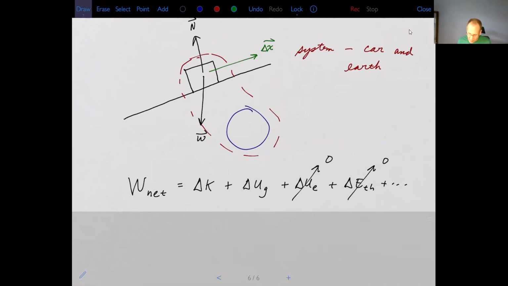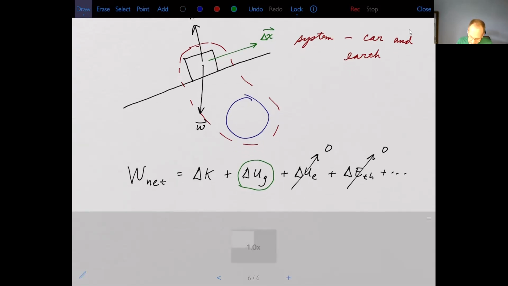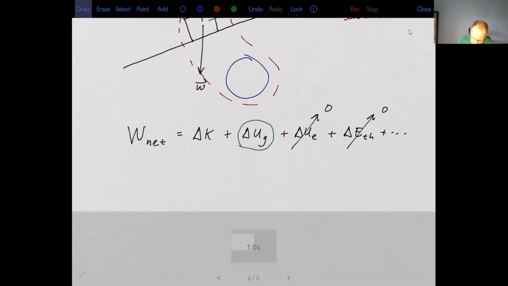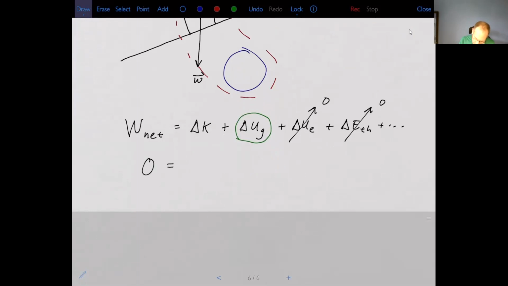So the only thing that does work is the weight, but that's going to be included in this term when we look at the change in gravitational potential energy. Again, it's a very subtle point. You will learn more details about this in lecture. So what's going on in this example is there is no net work, there are no other forces acting, right? So the net work done is going to be 0. So this is going to simplify to the following. It'll be 0 is equal to the change in kinetic energy plus the change in gravitational potential energy.